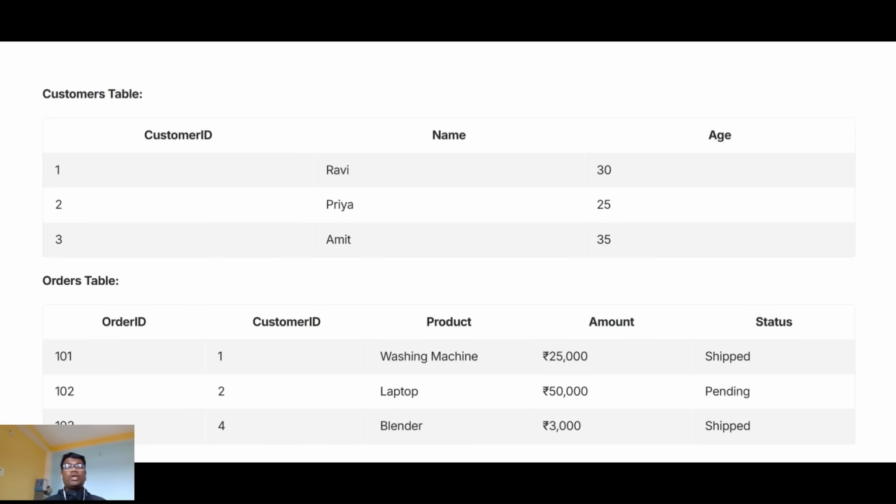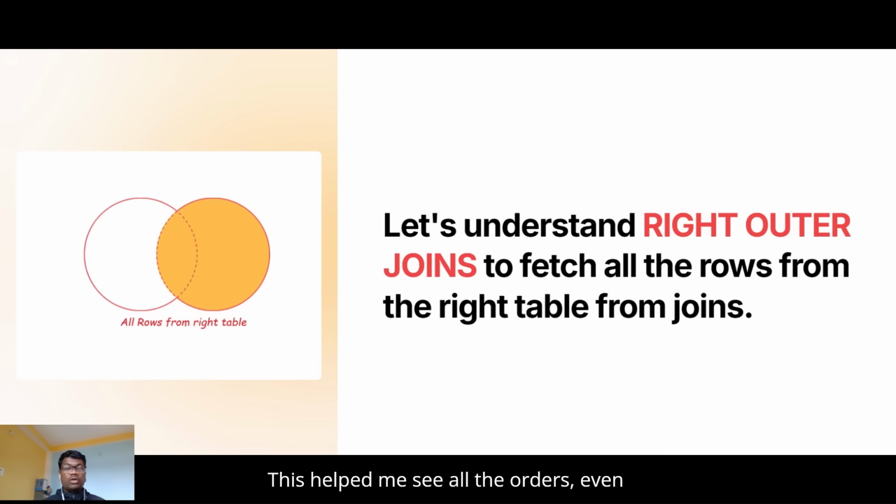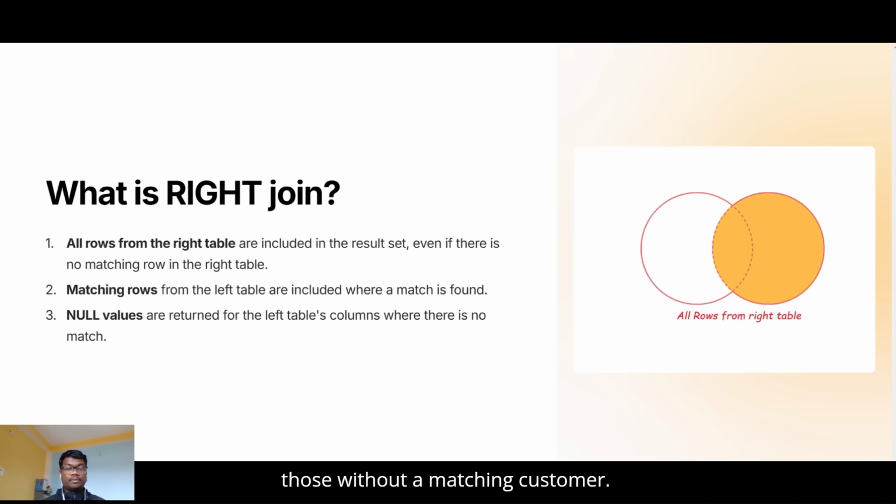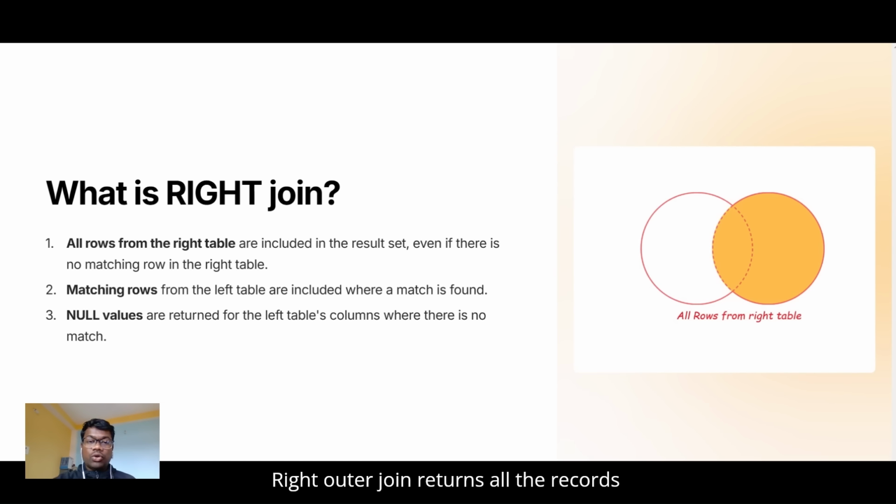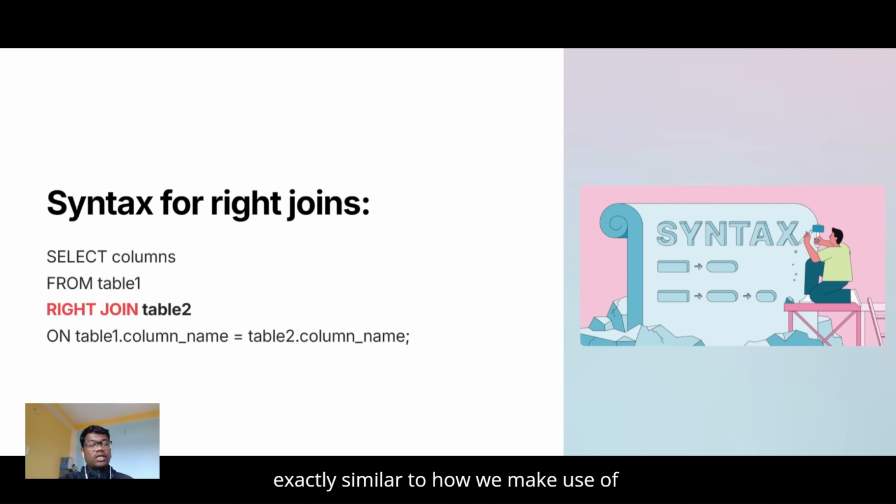Okay, now remember the strange order with customer ID 4. There was no customer with this ID in the customers table. To figure out who placed that order, I made use of a right outer join. This helped me see all the orders, even those without a matching customer. What is a right outer join? A right outer join returns all the records from the right table, in this case the orders table, and the matching records from the left table. If there's no match, it returns null values for the left table. The syntax for writing a right join is exactly similar to how we make use of inner join and left join. The only difference is that instead of mentioning left or inner, we specify the keyword right.